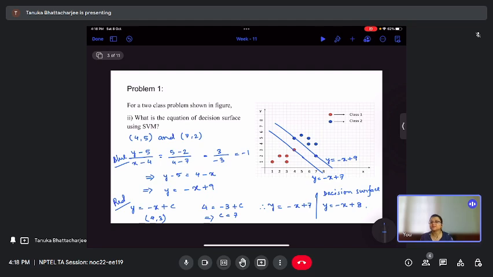The slope is same because it is parallel to both the boundaries, and the intercept is different because it has to be midway between the other two, because it is equidistant from both the surfaces. So, this is your final decision surface equation, and it will pass somewhere like this. Okay.